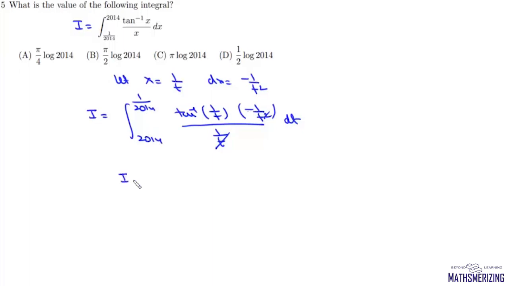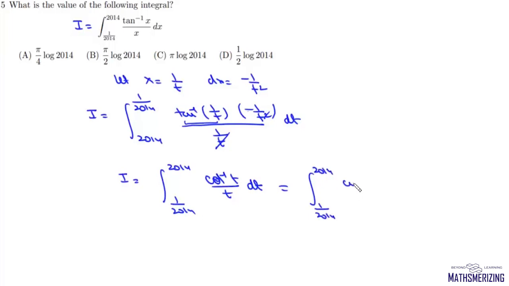So we can write this as I equals the integral from 1 upon 2014 to 2014, and tan inverse 1 upon t is nothing but cot inverse t. So it'll be cot inverse t upon t dt. Now in a definite integral, when the function is the same and the limits are the same, we can change the variable. So we'll actually write this as the integral from 1 upon 2014 to 2014 of cot inverse x upon x dx.